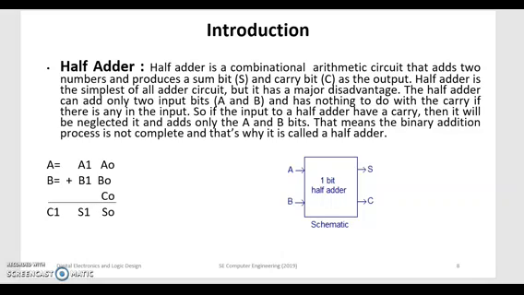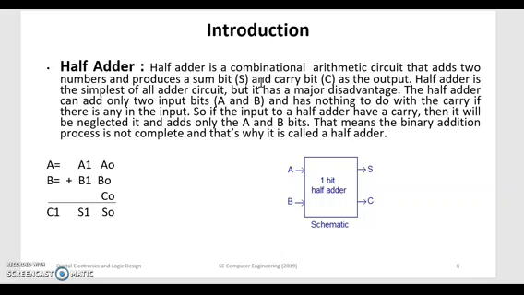Now what does a half adder do? A half adder is a combinational arithmetic circuit that adds two numbers. The half adder performs addition of two numbers and it produces two outputs. The first output is sum, which is denoted by S, and the other output is carry, which is denoted by C. Half adder is the simplest of all adder circuits.